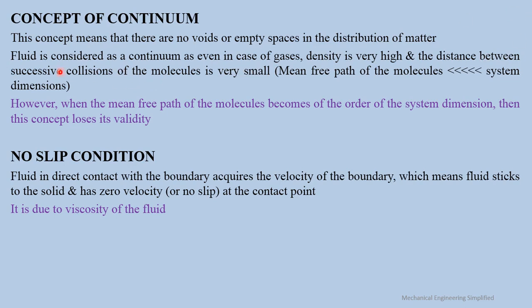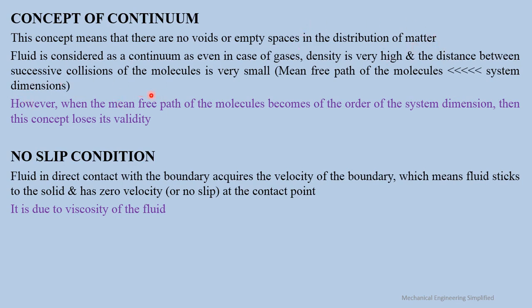What is this distance between the successive collisions of molecules? This is known as the mean free path of the molecules, the distance between successive collisions. This is very much less than the system dimensions. So when this condition is satisfied, that the mean free path of the molecules is very much less than the system dimensions, then the concept of continuum is valid. That means there are no voids or empty spaces, or the matter is distributed continuously throughout its domain.